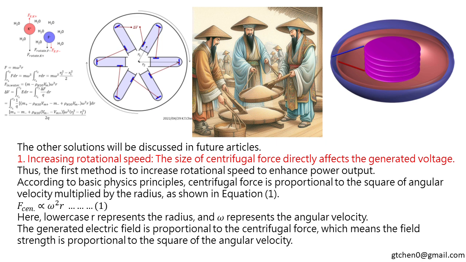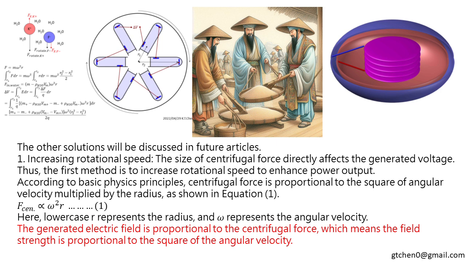1. Increasing rotational speed. The size of centrifugal force directly affects the generated voltage. Thus, the first method is to increase rotational speed to enhance power output. According to basic physics principles, centrifugal force is proportional to the square of angular velocity multiplied by the radius, as shown in equation 1. F_n is proportional to ω²r. Here, lowercase r represents the radius, and ω represents the angular velocity.